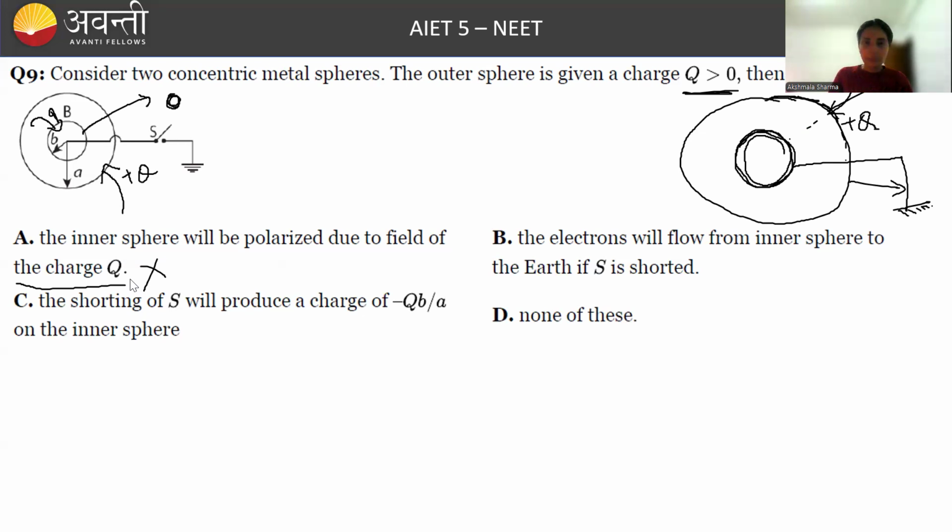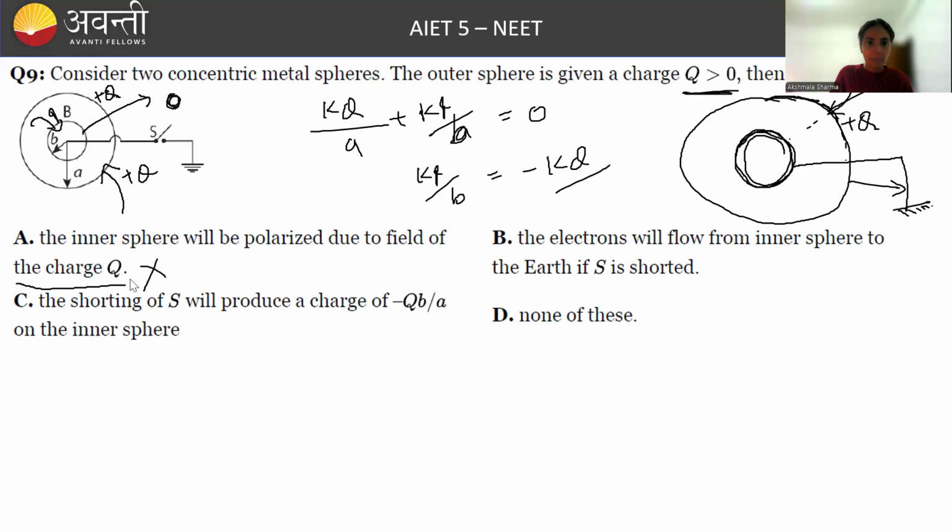So if we calculate the potential inside the sphere, because of the charge on the outer sphere it will be kQ by b, and because of the charge on itself it will be kq by a, and this total should be 0. So kQ by b equals minus kq by a, k will get cancelled. So the small q value is how much? This is equal to minus bQ by a.